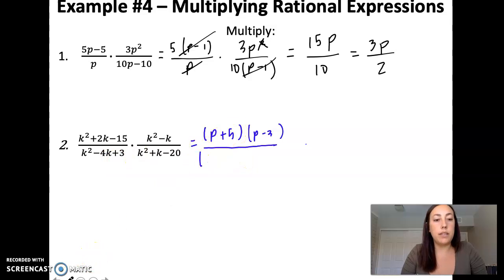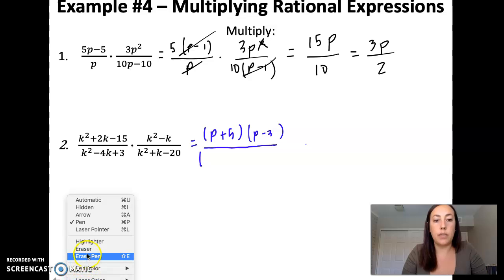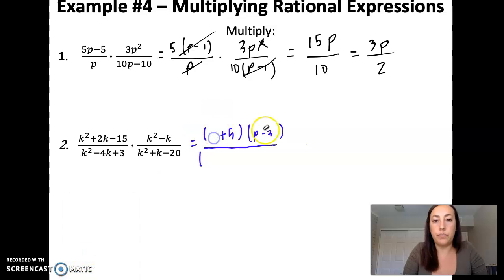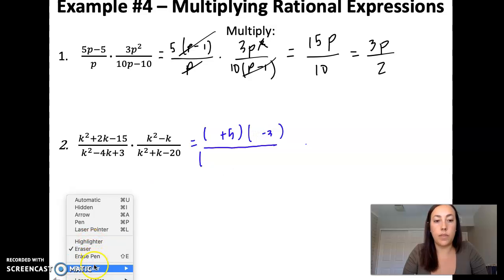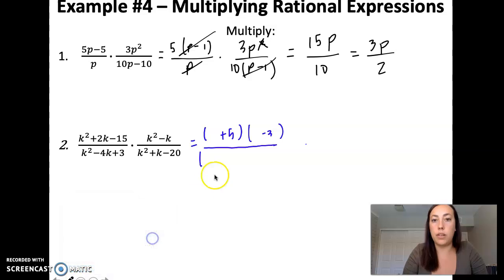Oh, why did I put p's instead of k's? Who knows what I was thinking? Let's fix that really fast. I think it's because in the last problem we were using p's. We'll change it to be k. There we go.